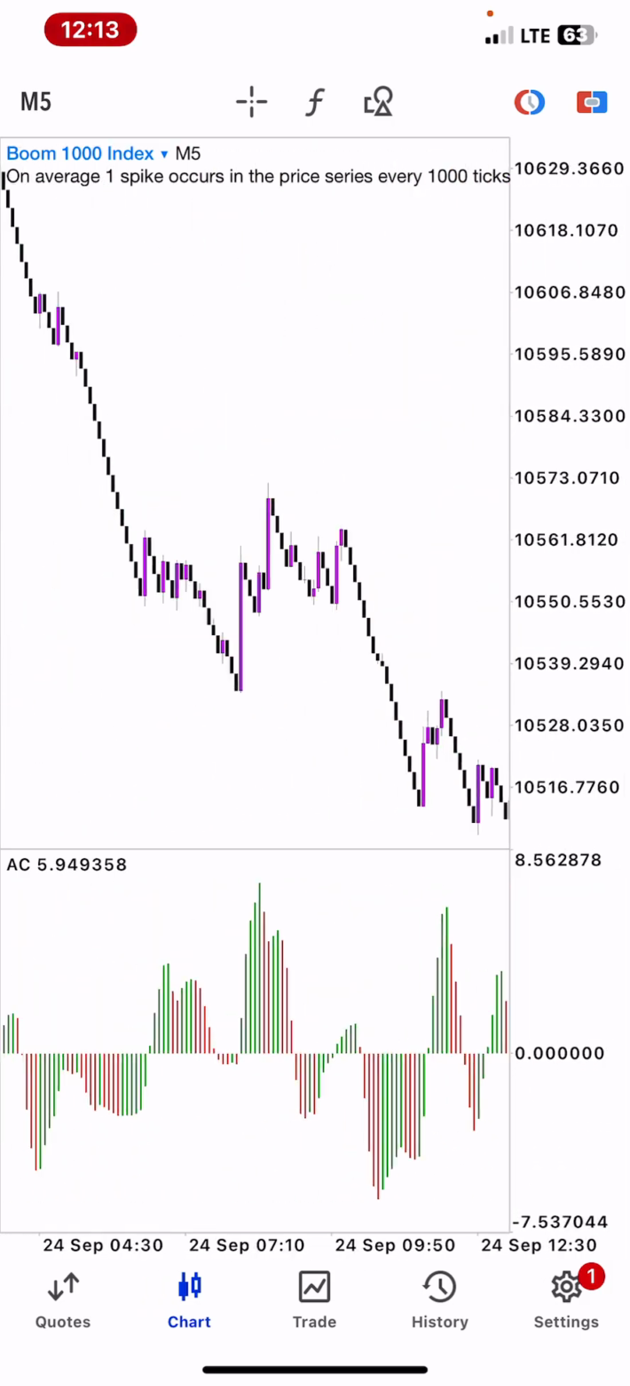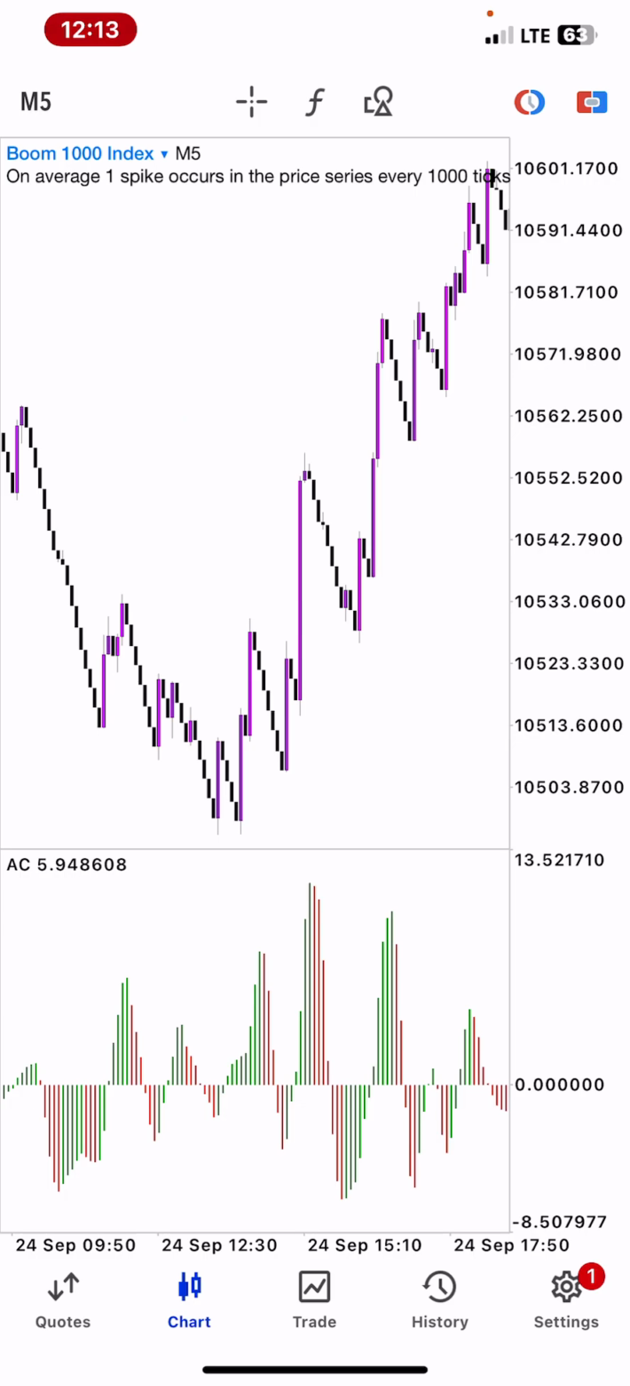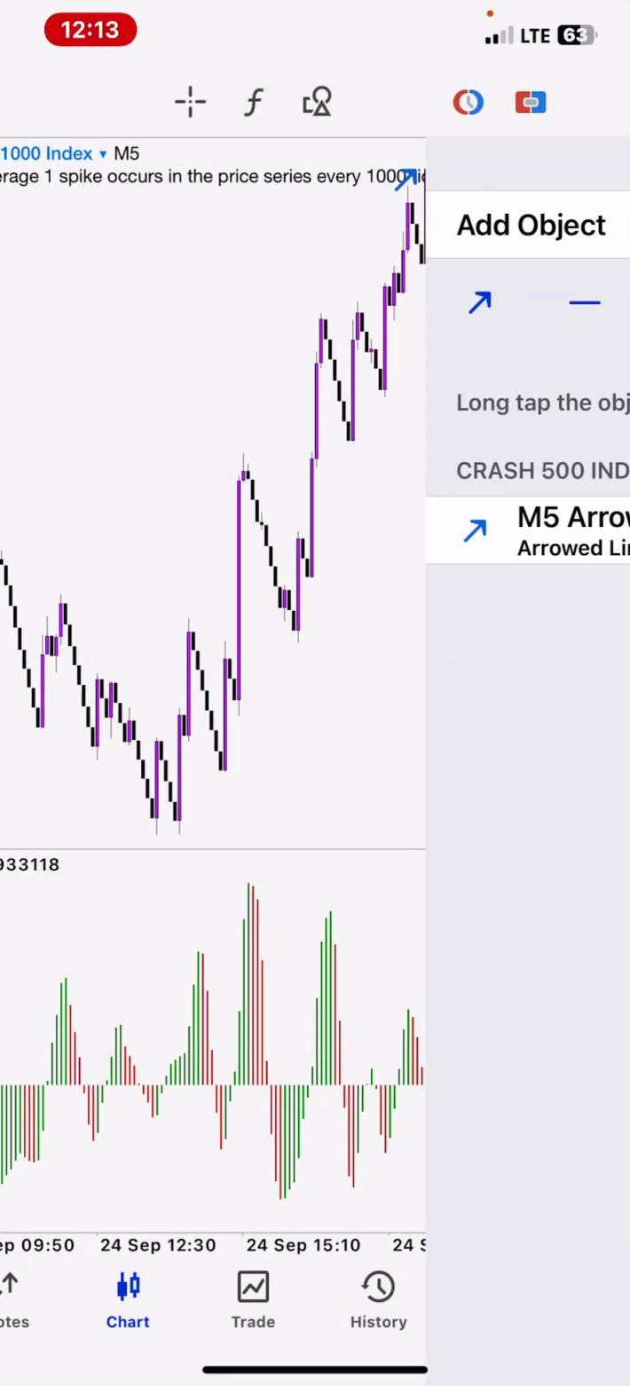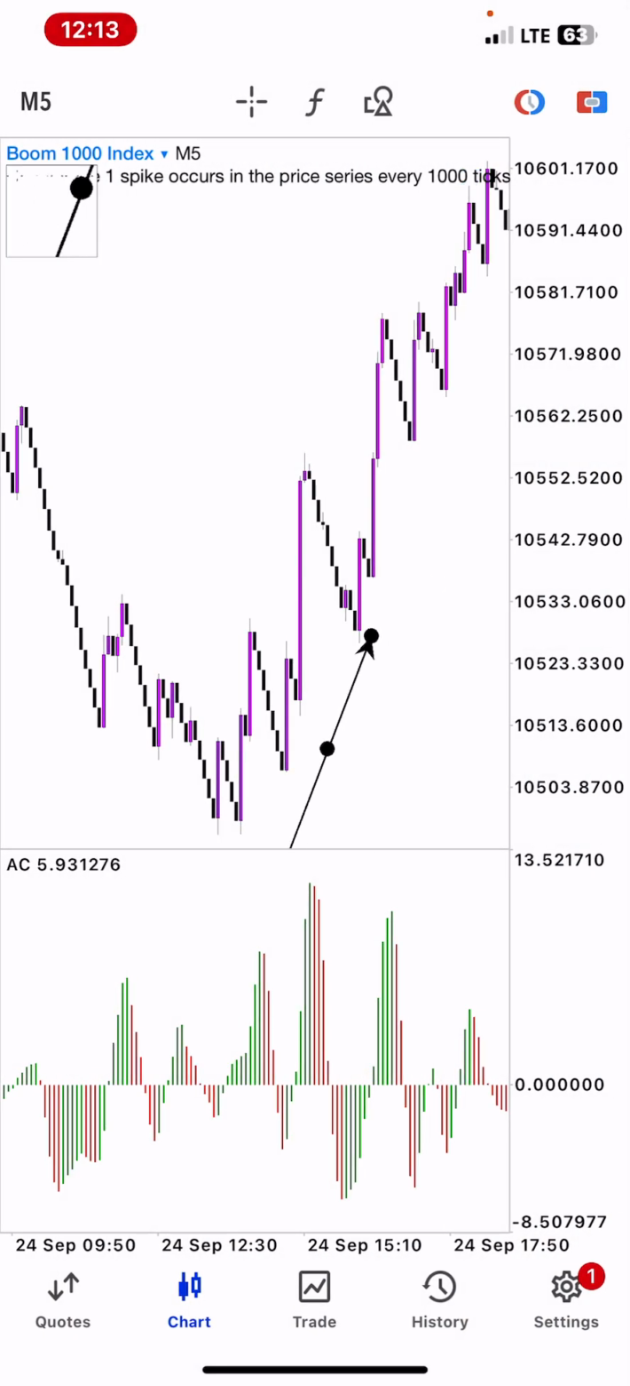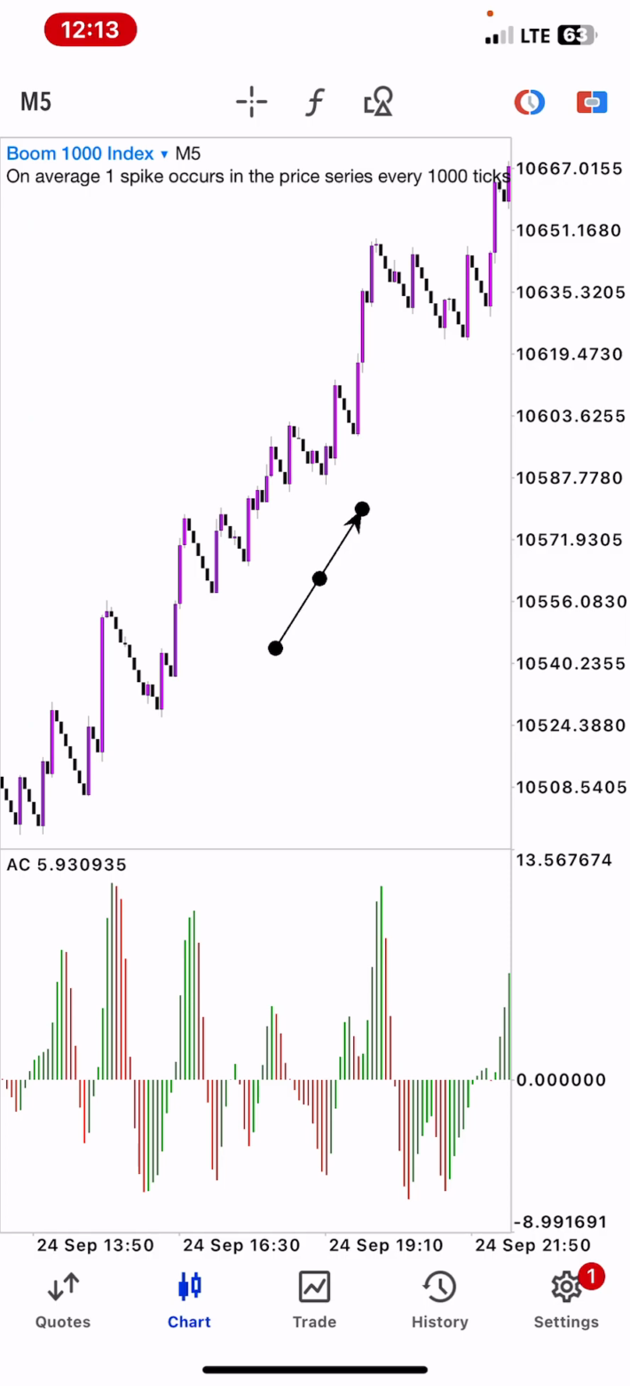Now, first thing you need to check, you need to be sure of the trend of the market. The trend of the market will actually guide you on the direction. If it's an uptrend, you have to follow that uptrend for boom. If it's a downtrend, you have to wait before you get a signal that signifies that you are in an uptrend. This is the uptrend right now.